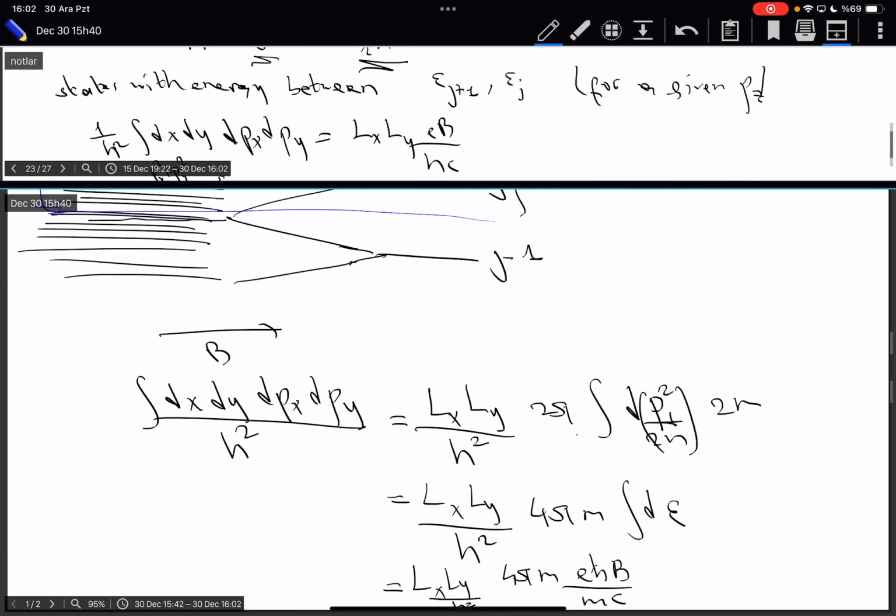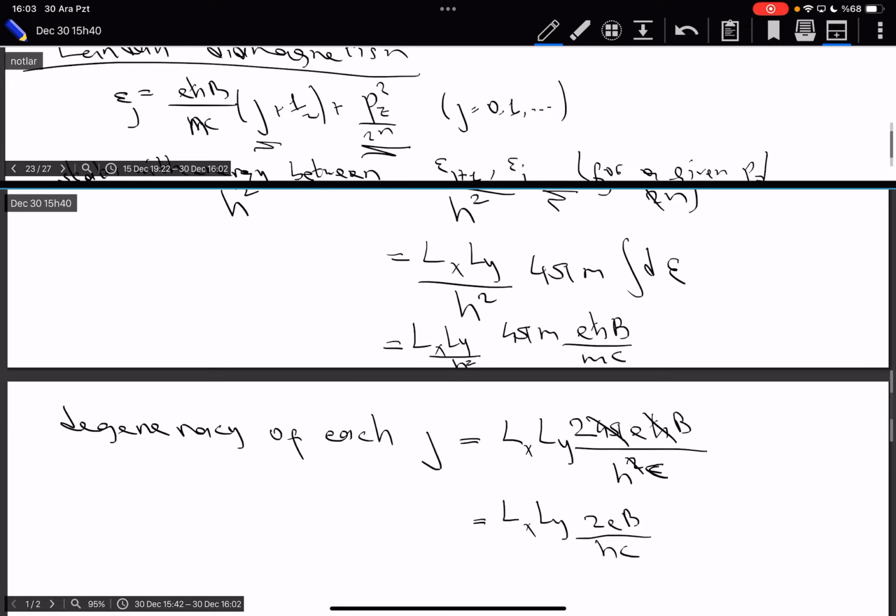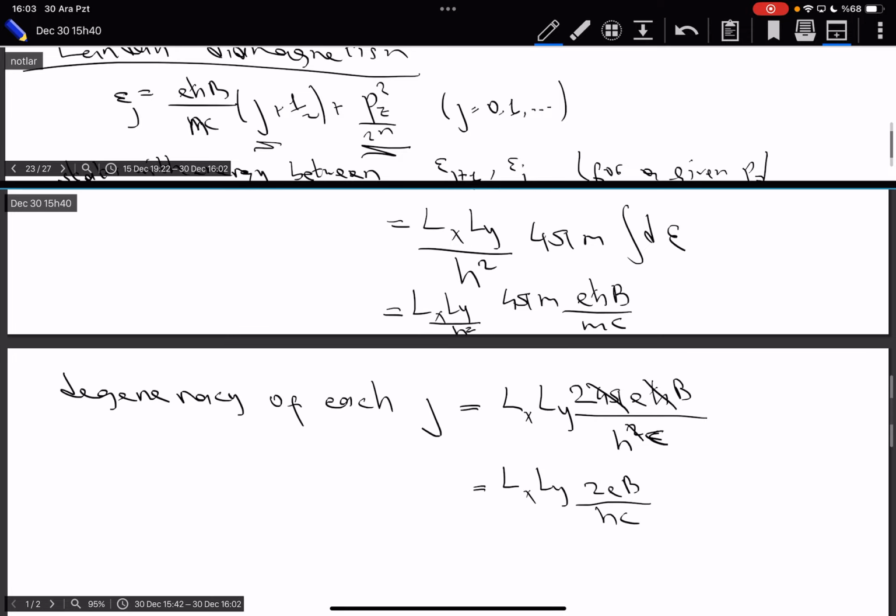2 pi is already over there, because it's the angular integral. I'm integrating over 2 pi. And p squared over 2m is the energy, so that brings me another factor of 2m. So it's 4 pi m, the prefactor, and the change in energy between two successive values of j is h bar B over mc. Okay, I don't see why I am missing a factor 2. I have an extra factor 2, sorry.